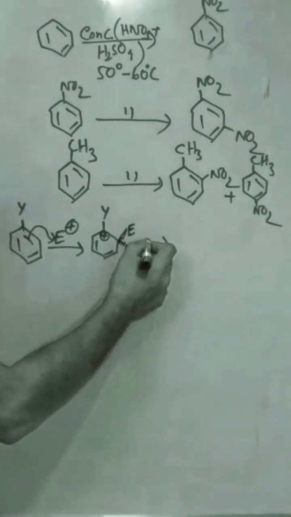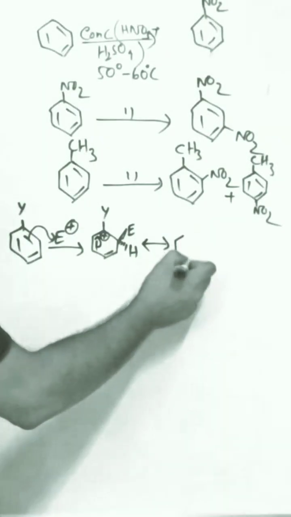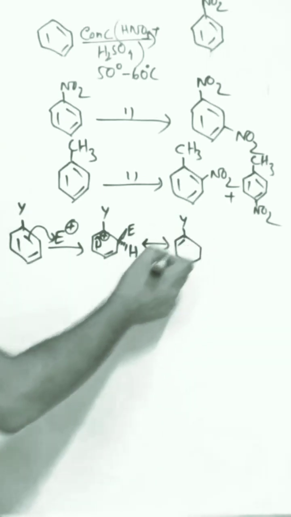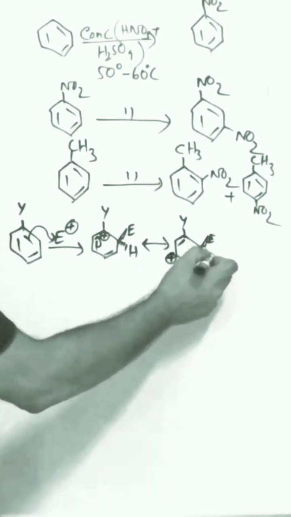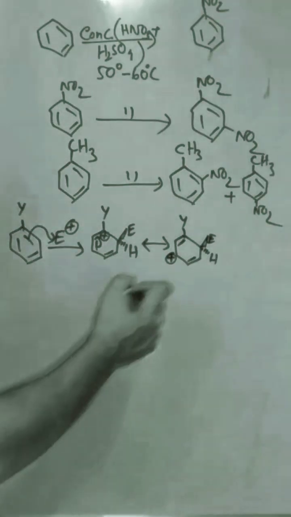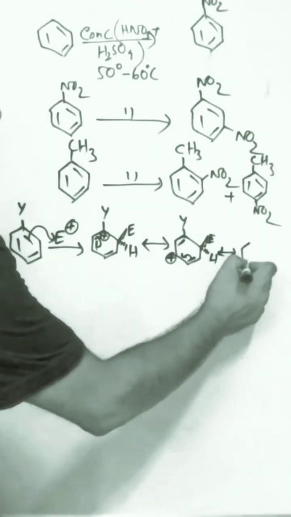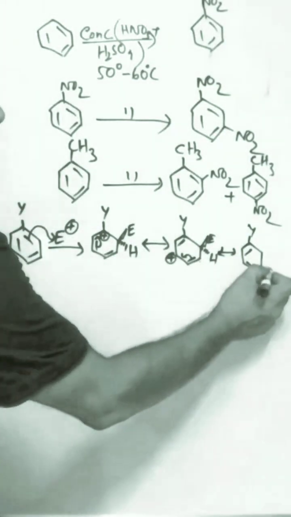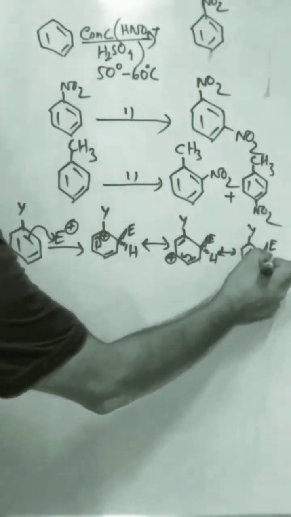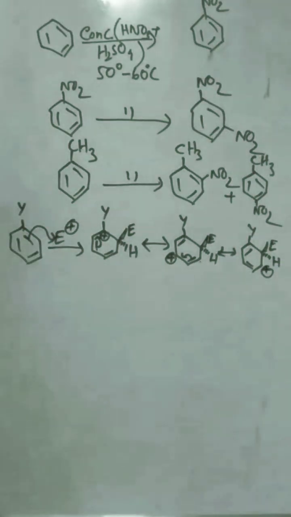Then some resonating structures we can have, and that is this pi bond shifts to this carbon to form another resonating structure. The positive charge comes here, and the electrophile is present. Another resonating structure can also be formed when this pi bond shifts between these two carbon atoms. So another resonating structure is the double bond comes here, and the positive charge shifts to this carbon. So these are the resonating structures if the electrophile comes in ortho position with respect to the substituent already present.